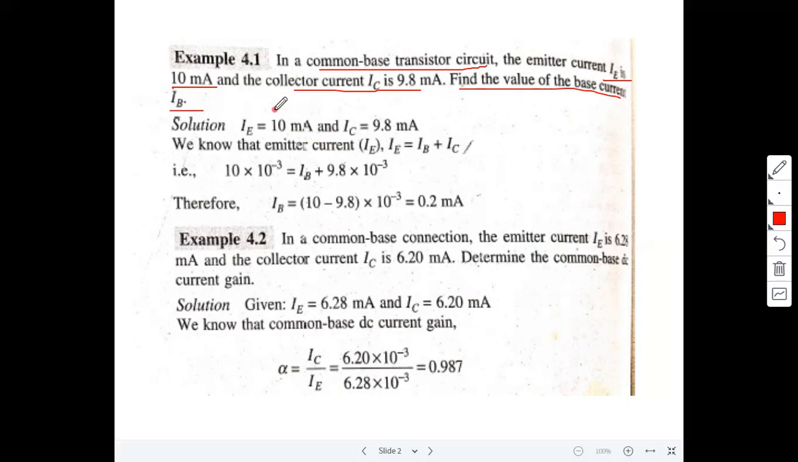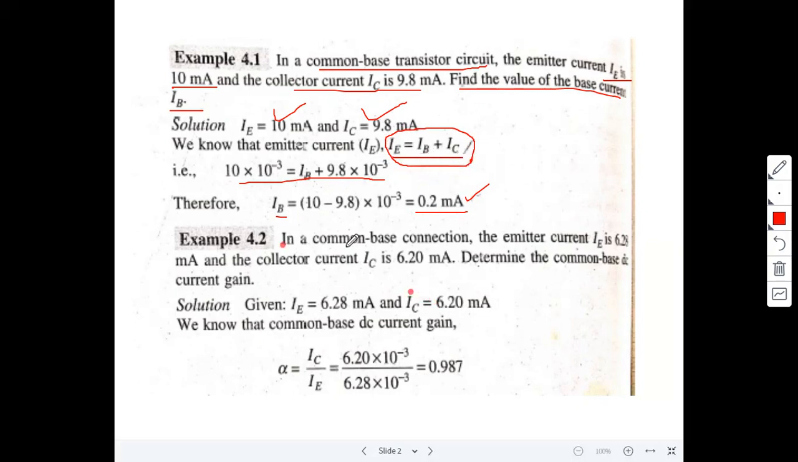Given two currents, IE and IC, find the other current. We know the relation IE is equal to IB plus IC. From that, IB is equal to IE minus IC, that is equal to 0.2 milliamperes. Simple problem, only 2 marks problems. This is based on the relationship of currents in an NPN transistor, IE is equal to IB plus IC.